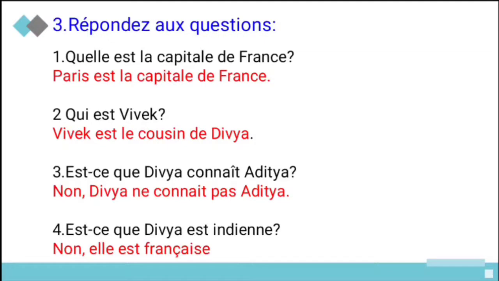And third one is, est-ce que Divya connaît Aditya? So does Divya know Aditya? No. Divya ne connaît pas Aditya. So she doesn't know Aditya. And fourth one is, est-ce que Divya est indienne? So is Divya Indian? No, she is French only. So no, elle est française.